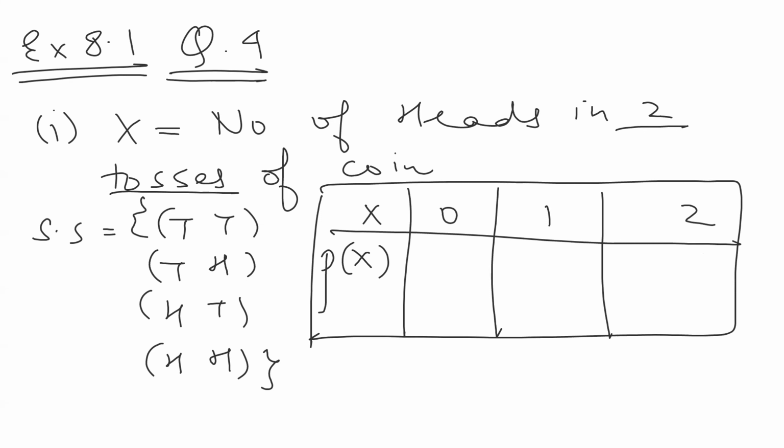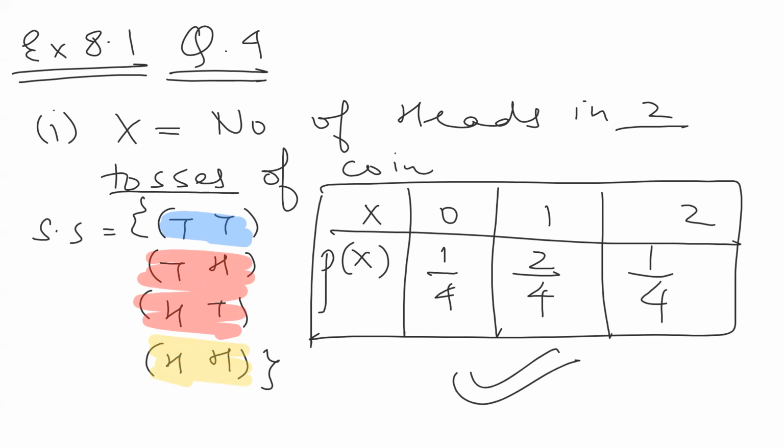So 0 heads, I'll color it with blue. So this event is 0 heads, and this is only one event out of 4 different events. So 1 out of 4, right? One head, I'll just color it with red. So 2 events out of 4. And 2 heads, I'll color it with yellow. So 1 event out of 4. So this is what is required. This table was asked and we have prepared one table for them. First sub question, I should say.